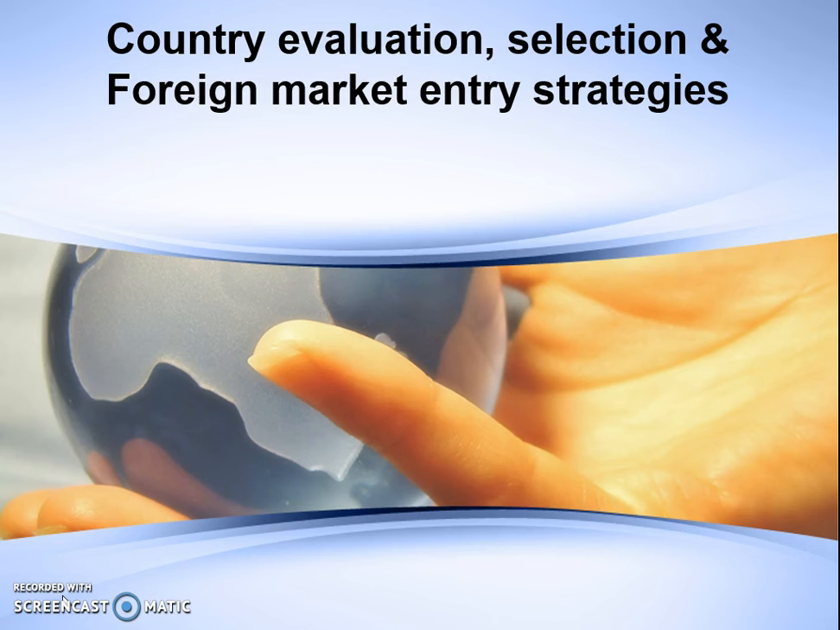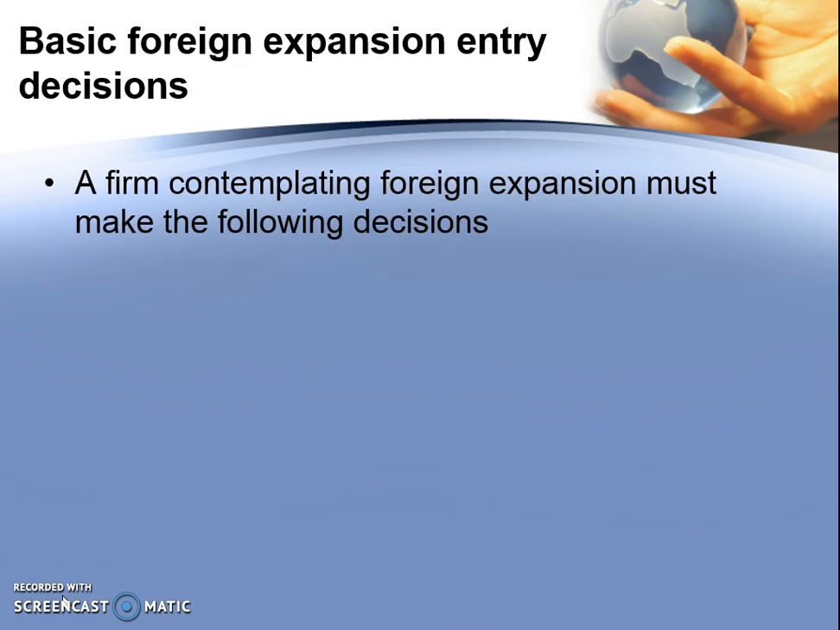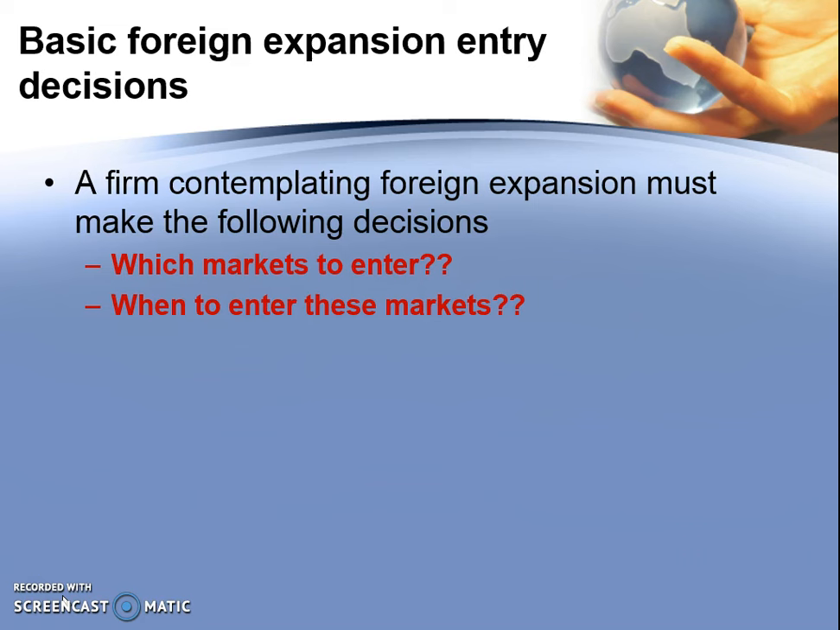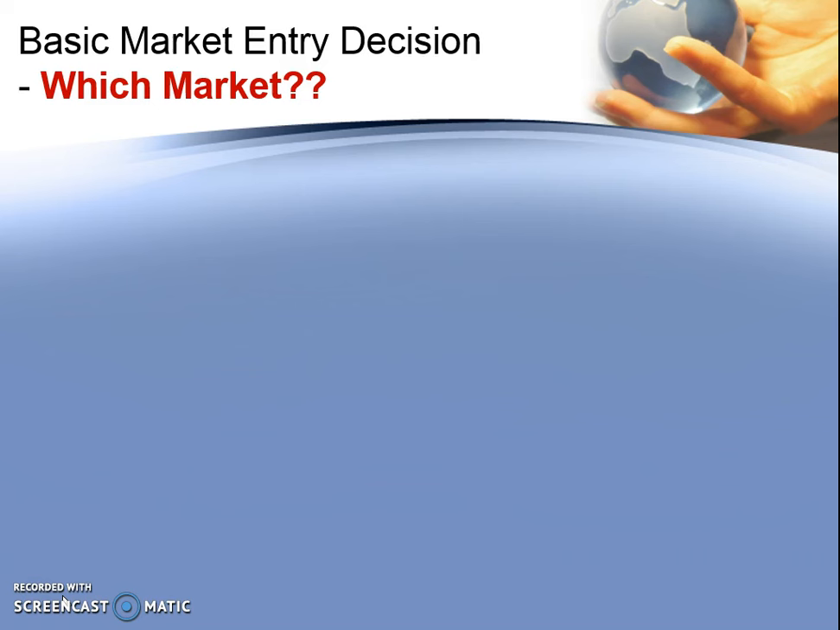In the previous lecture, we talked about how a nation's competitiveness can be measured, which equips the marketer or a businessman to take the basic foreign market entry decisions. So, a firm that intends to expand in the foreign markets must make decisions like which markets to enter, when to enter into these markets, what should be the scale of entry, and which is the best mode of entry. We shall now be talking about all these decisions in detail one by one.